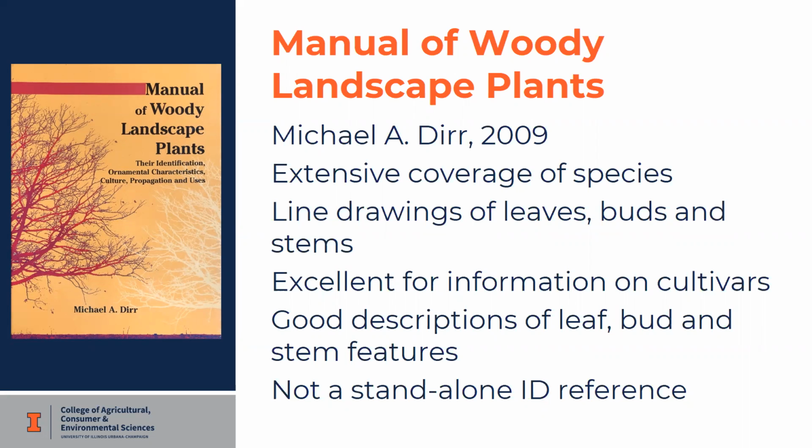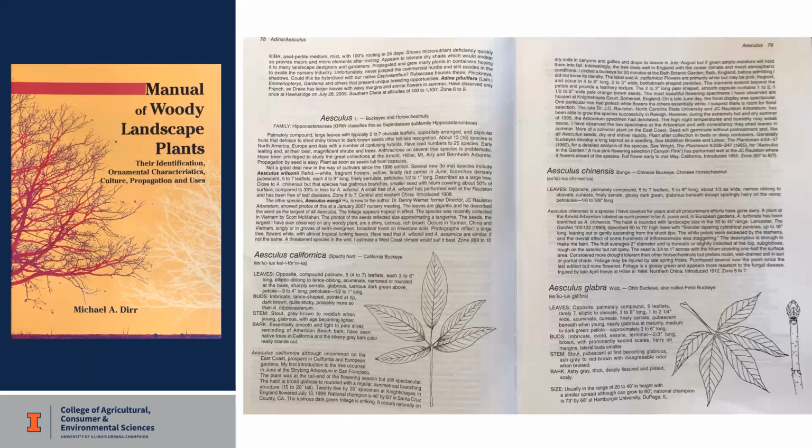Not a standalone ID reference. It doesn't have a key to it. You'd have to take a long time thumbing through a lot of pages, comparing those line drawings to a leaf if that was your approach. But that's a pretty solid reference that's used. And you can see there we have our Aesculus species and some line drawings of the leaves and buds.